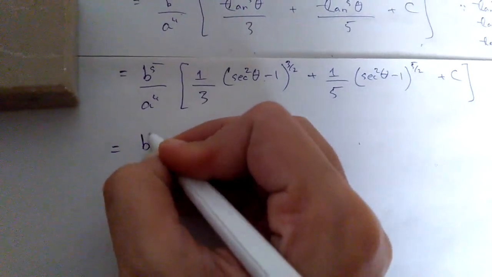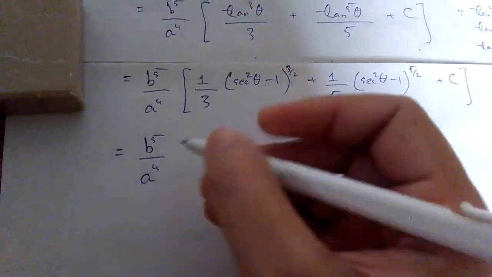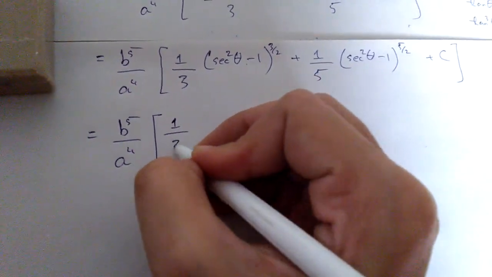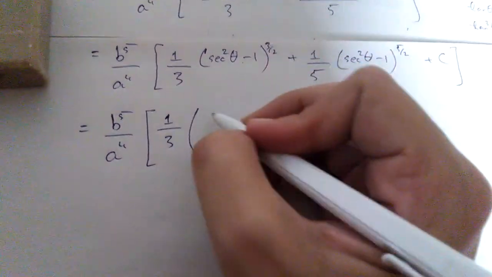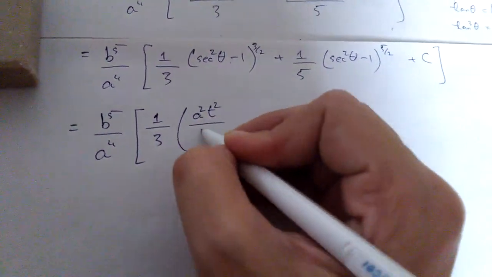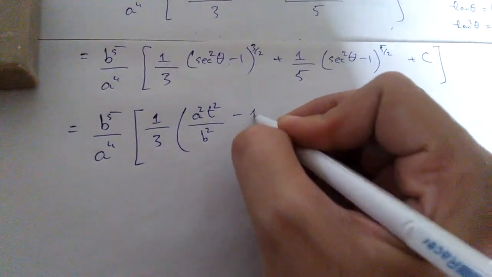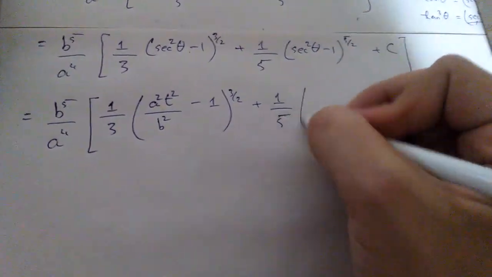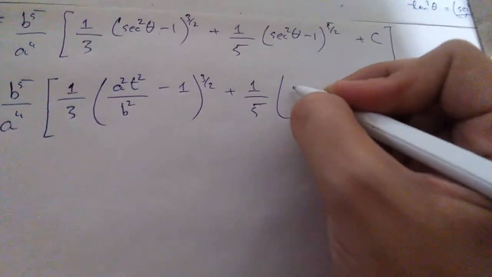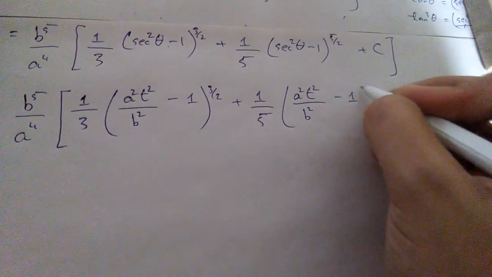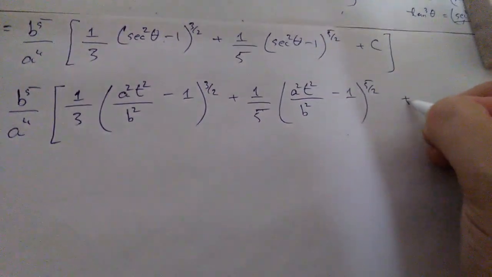So now it's 1 upon 3, and sec square theta is going to be a square t square upon b square, minus 1 power 3 by 2, plus 1 upon 5. The same work I'm going to do here as well. It's going to be a square t square upon b square minus 1 power 5 by 2 plus some constant.